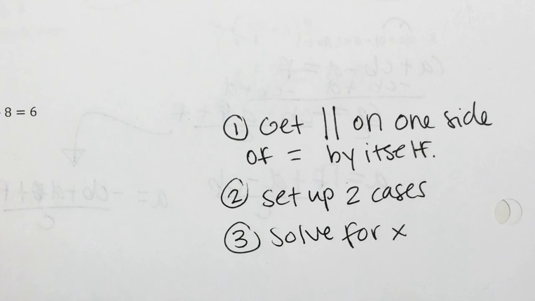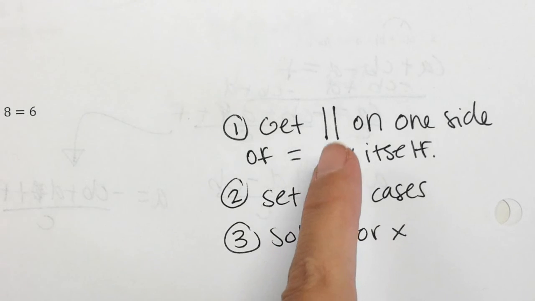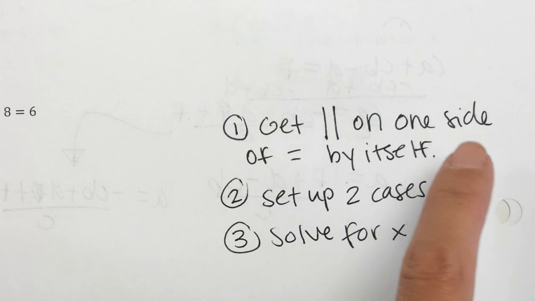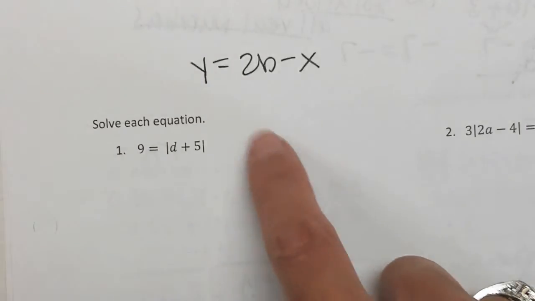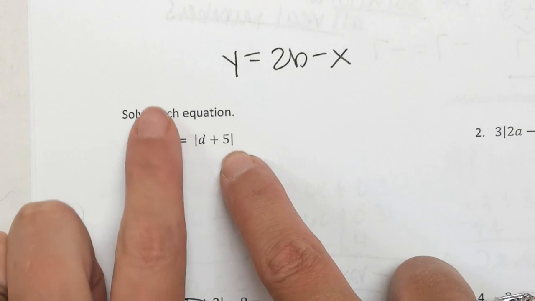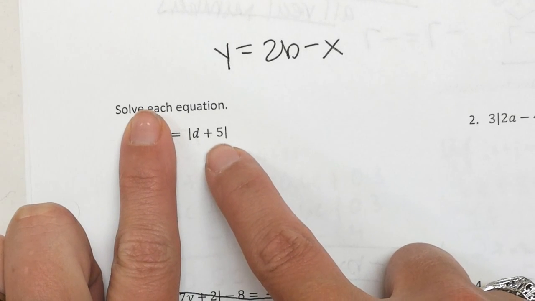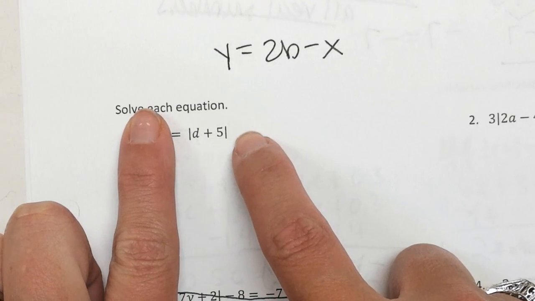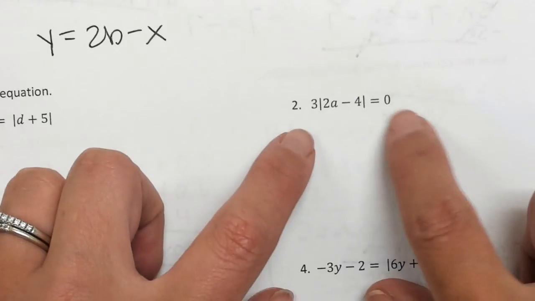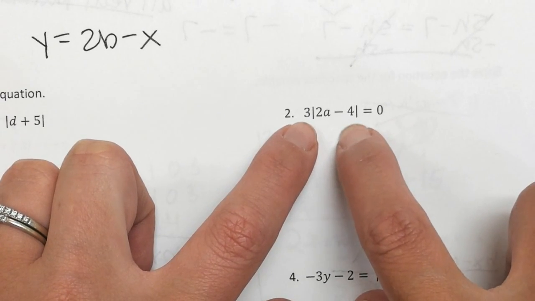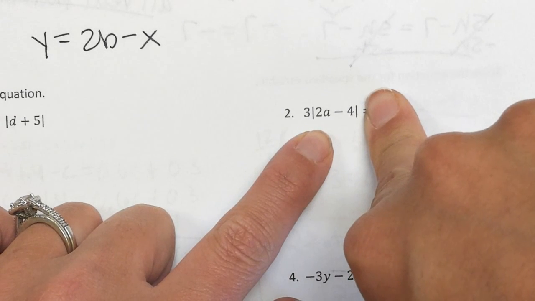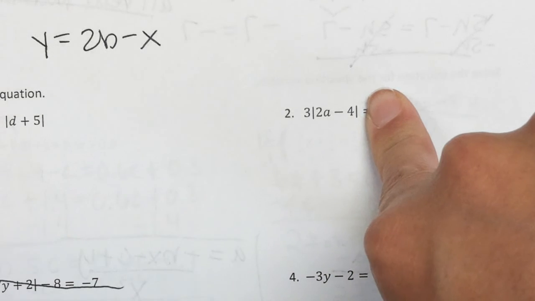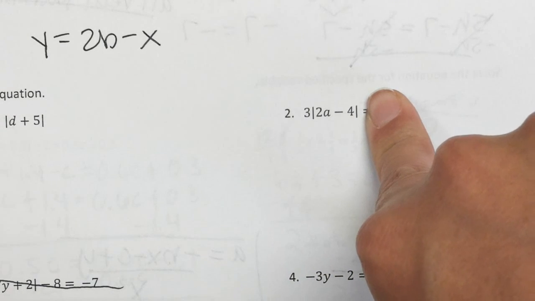Alright, we're not going to start on these, but don't pack up yet. We're going to talk about what this means before we pack up. Get absolute value bars on one side by itself. So for example, like this one. Is this absolute value bars by itself on this side of the equation? Yes, nothing's being added to it, right? Or subtracted or multiplied or divided. What about this one? Is it by itself? No, what's beside it? 3. So to get rid of it, we would have to do what? Divide. Divide everything by 3.